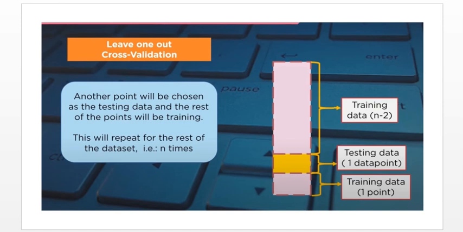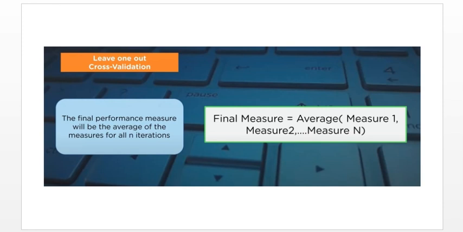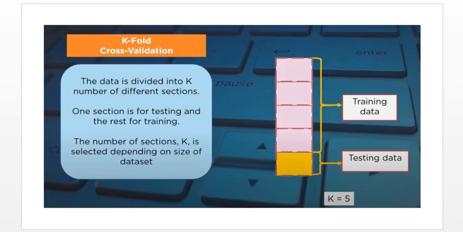So moving on to the next one. The next one is k-fold cross-validation technique.